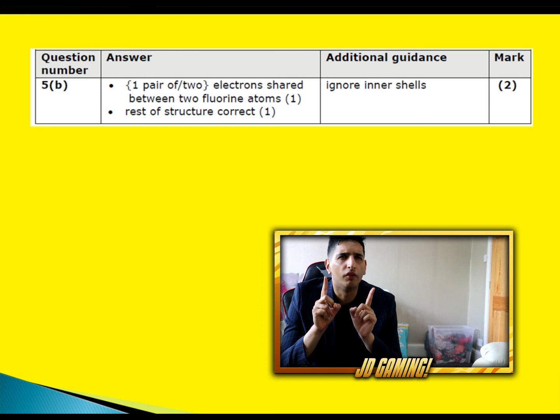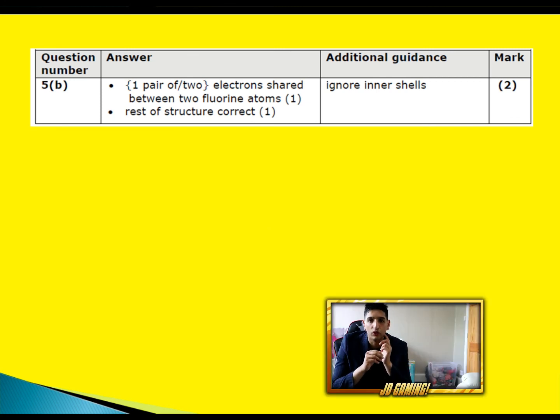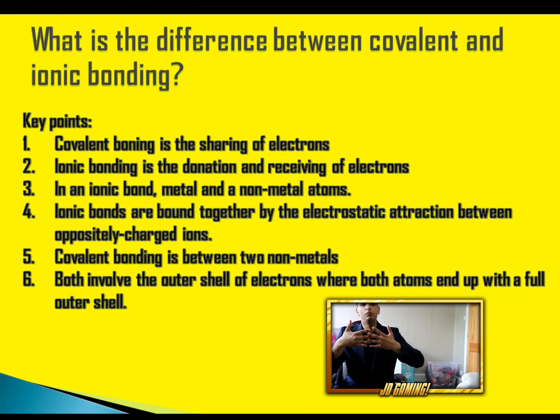1 pair of 2 electrons are shared between the 2 fluorine atoms. Rest of the structure drawn correct. Okay, so it's very important to remember it would be a single covalent bond, and they will be sharing 1 each, or a pair. Now here are some differences between covalent and ionic bonding, which is extremely important that you get your head around.